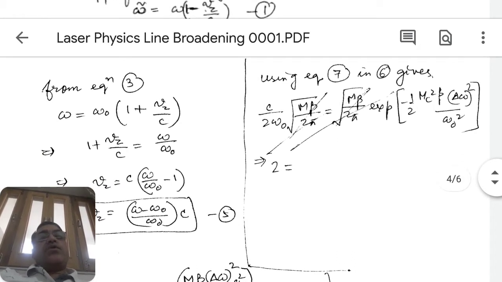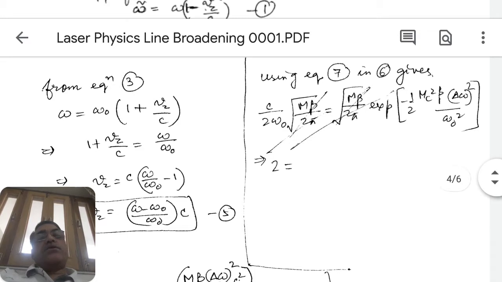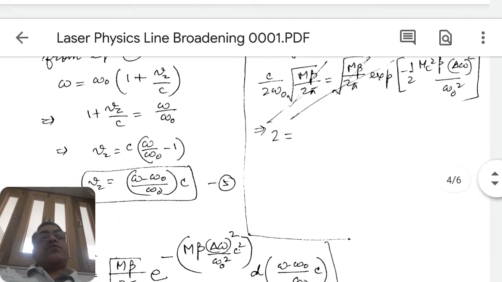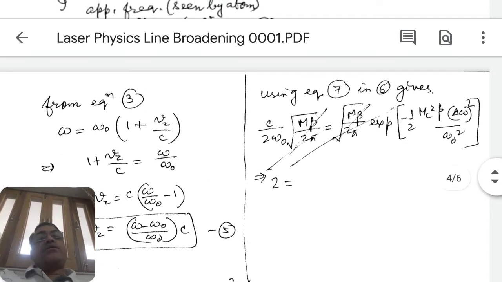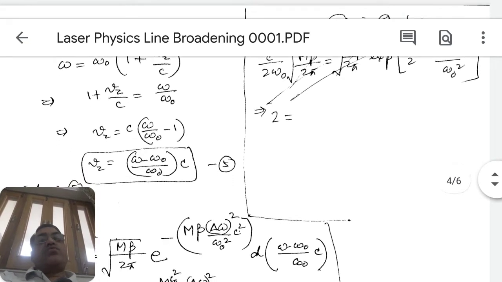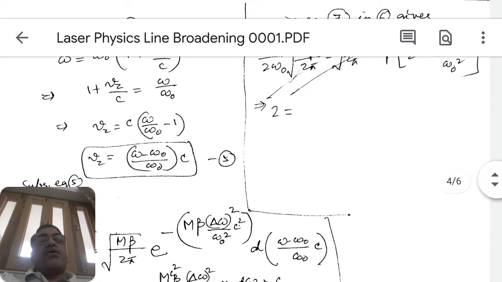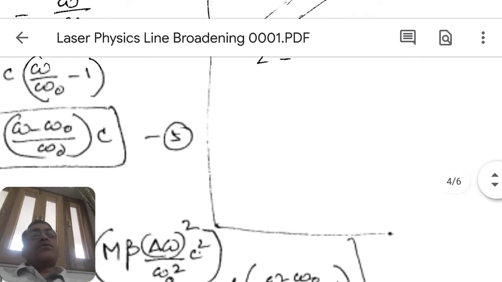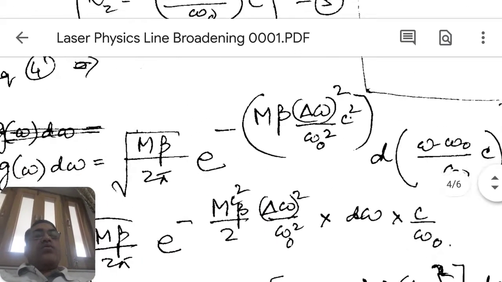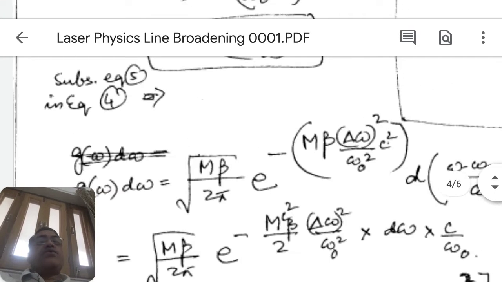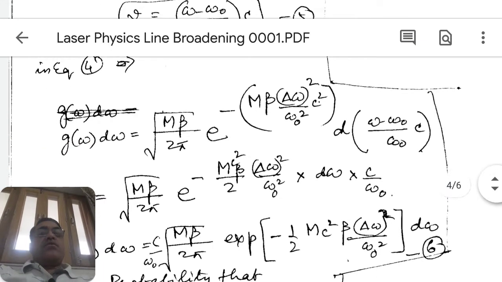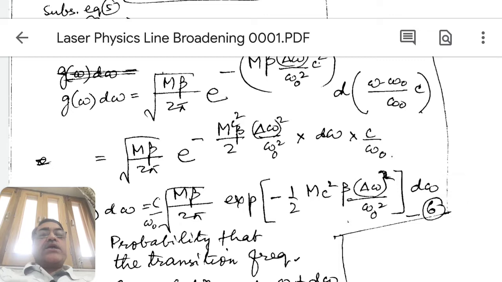Now in equation 3 we have already seen that omega is equal to omega naught times 1 plus Vz by C, from which we can easily obtain Vz. Vz is equal to omega minus omega naught by omega naught into C. This equation is equation number 5. Now we substitute equation 5 in the equation for the Maxwell distribution, which readily gives the line shape function.